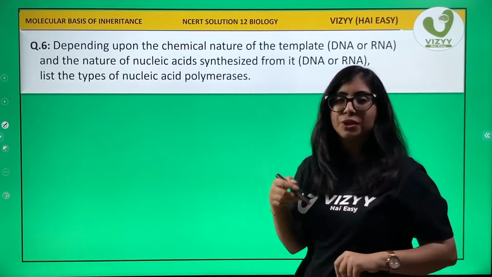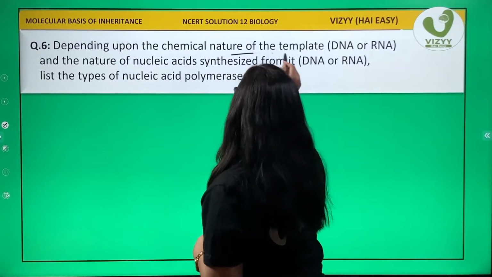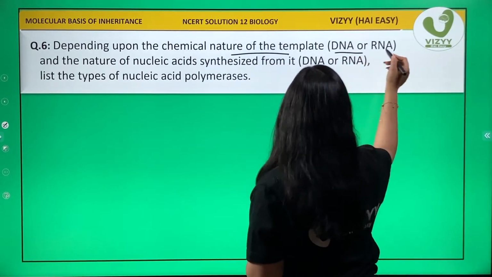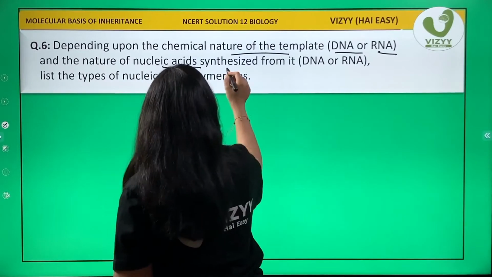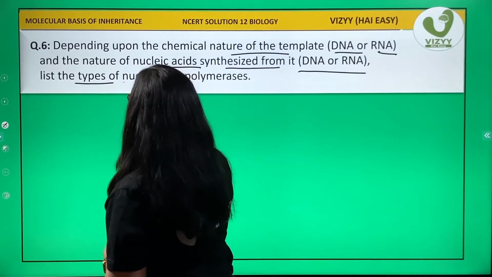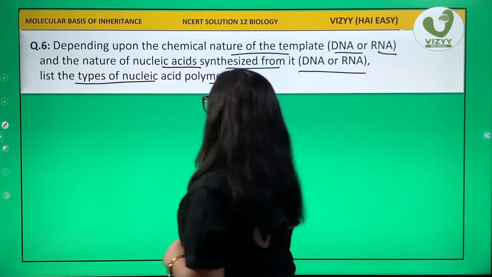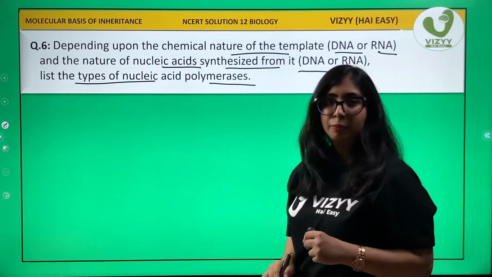Okay students, so question number 6. Question 6 is: depending upon the chemical nature of the template, DNA or RNA, and the nature of nucleic acids synthesized from it, that is from DNA or RNA, list the type of nucleic acid polymerases. Now we need to list what types of nucleic acid polymerases.